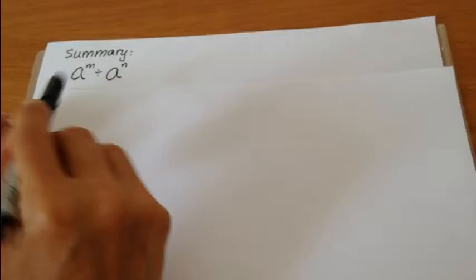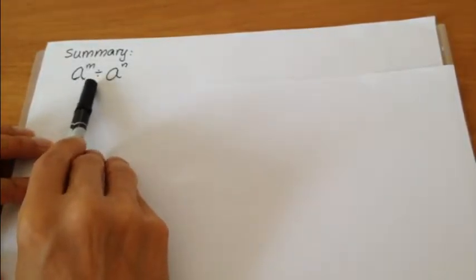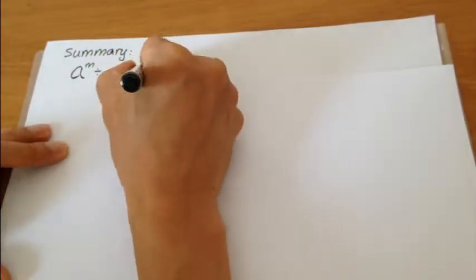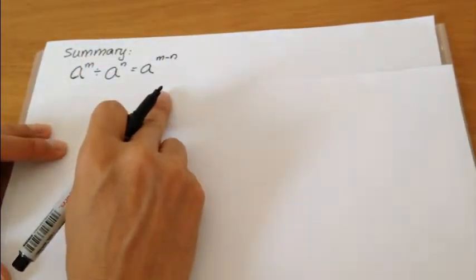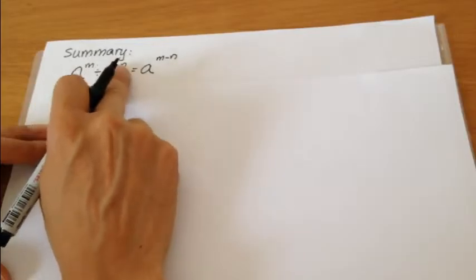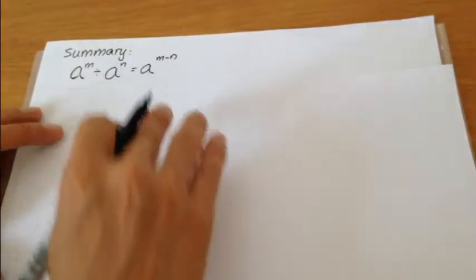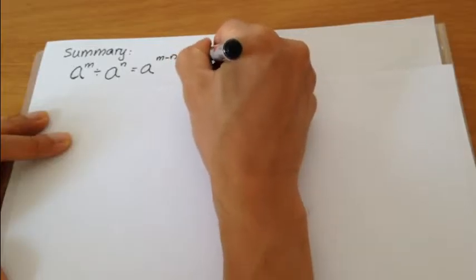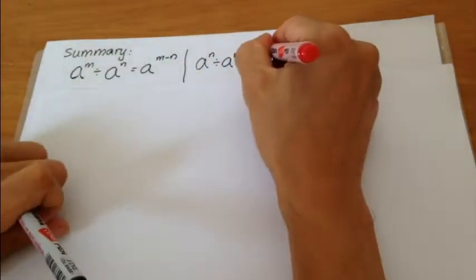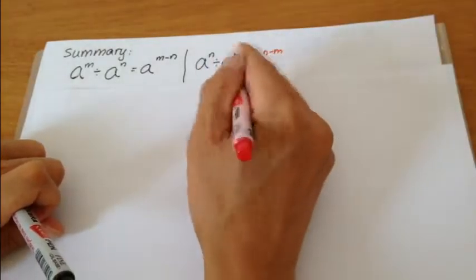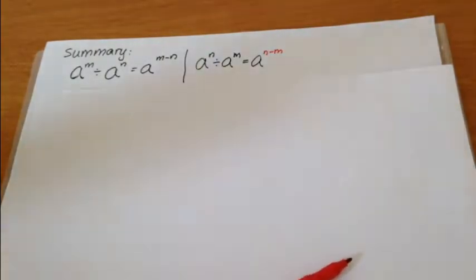Now, you should be able to summarize our previous lessons using this particular notation, a to the power of m divided by a to the power of n. What is that going to be? Well, hopefully, you're going to write this as a to the power of m minus n. That is the difference of the indices. The first index minus the second index. So if you have a to the power of n divided by a to the power of m, then that will be a to the power of, very good, n minus m. Still the first index minus the second index.